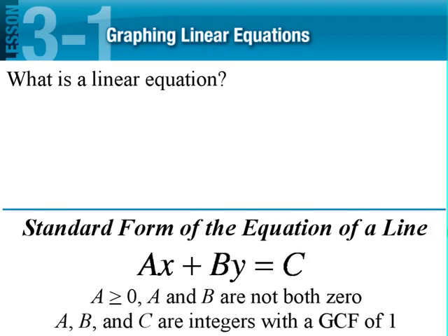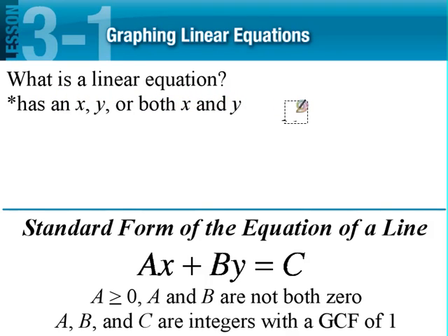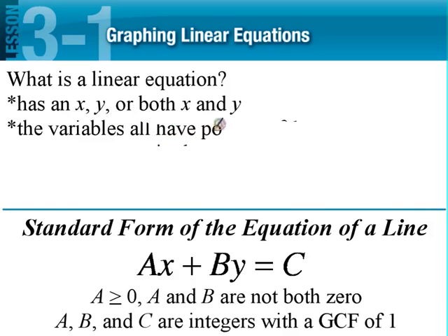And so there are some things here that a linear equation is not, and that's what we're going to go ahead and talk about. Okay? A linear equation has an x, y, or both an x and a y. Okay? Has an x, has a y, or both an x and a y. So that's what it's going to have. Okay? Second, you know that the variables all have powers of 1. So you can't have something that's squared. You can't have something that's cubed. So the variables all have to have a power of 1.